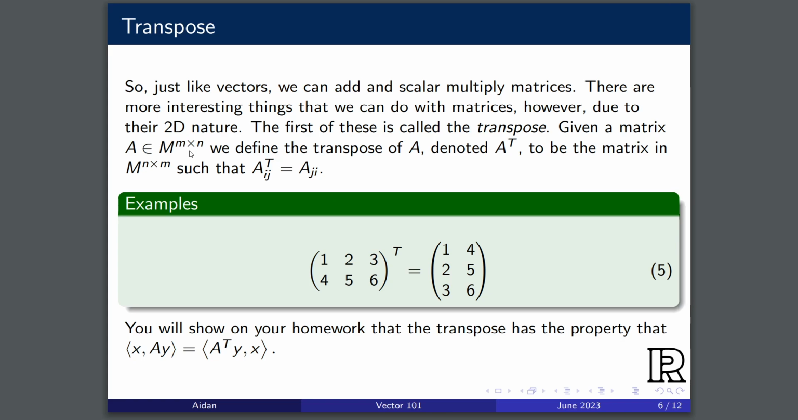And also note that it swaps M and N. So if A is an M by N matrix, then A transpose is an N by M matrix. And so here's an example right here. You can see like this row 1, 2, 3 becomes this column 1, 2, 3. This row 4, 5, 6 becomes this column.